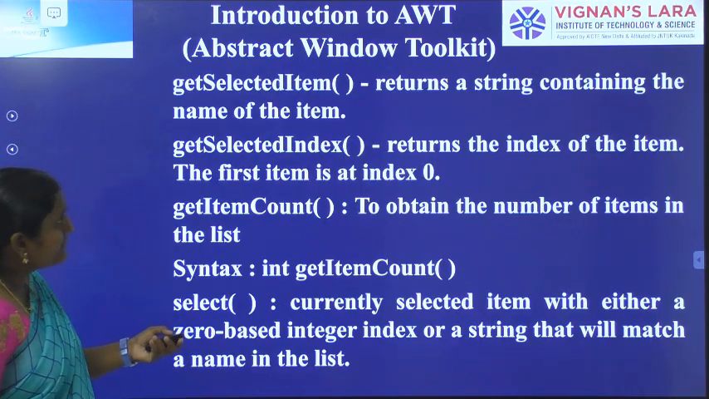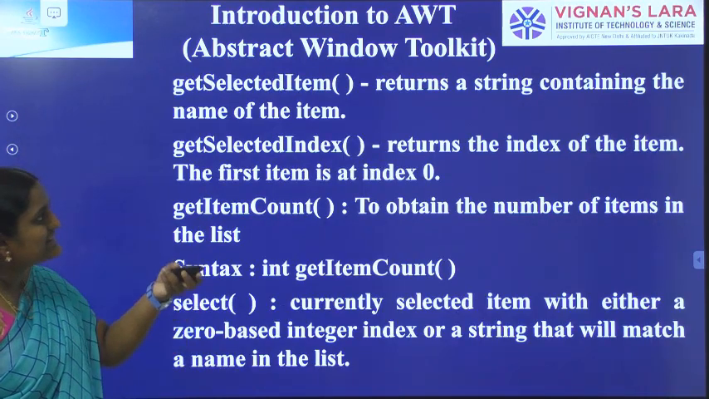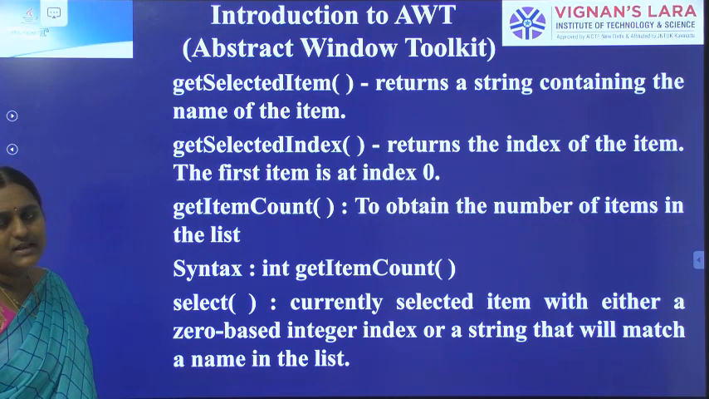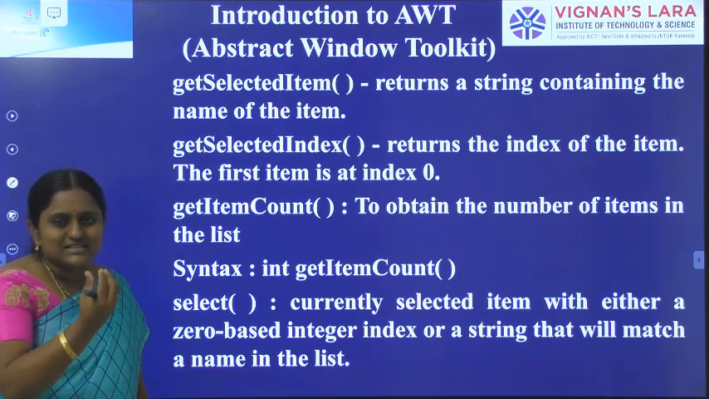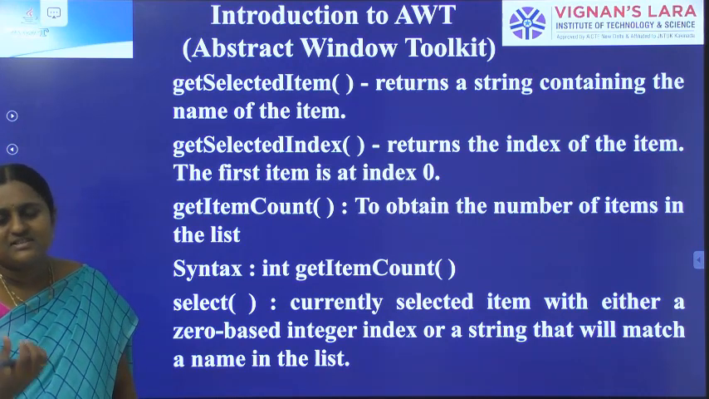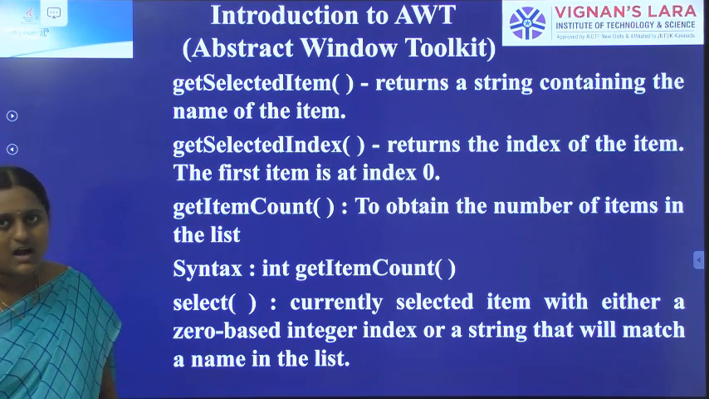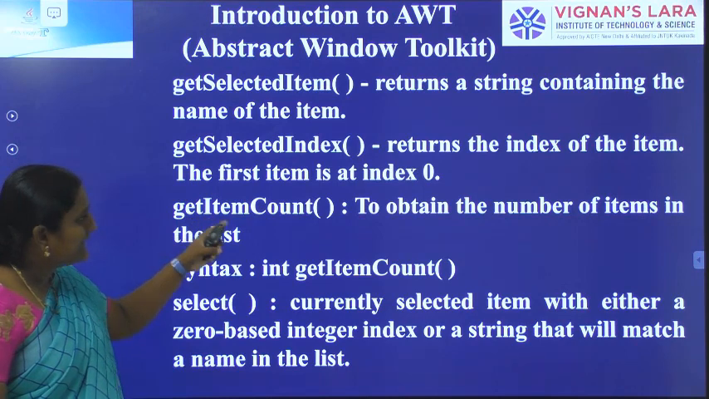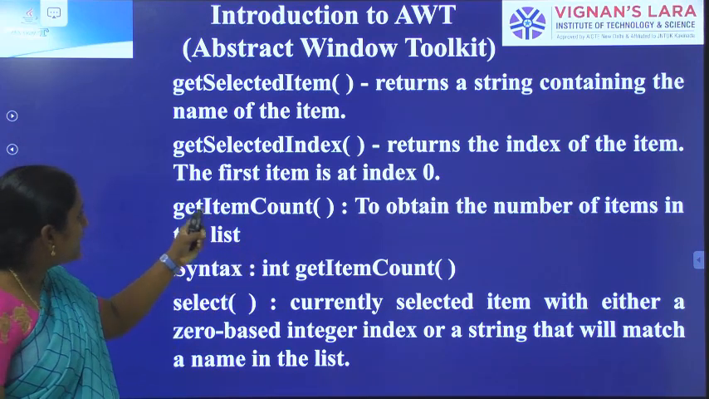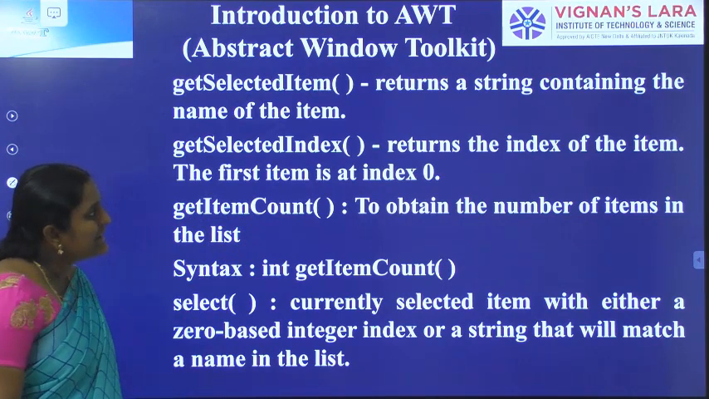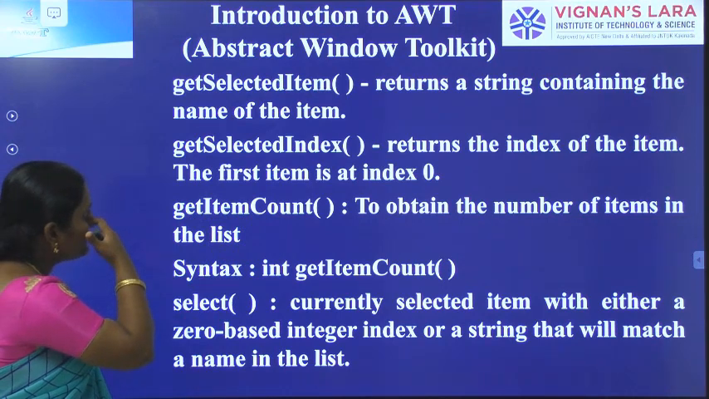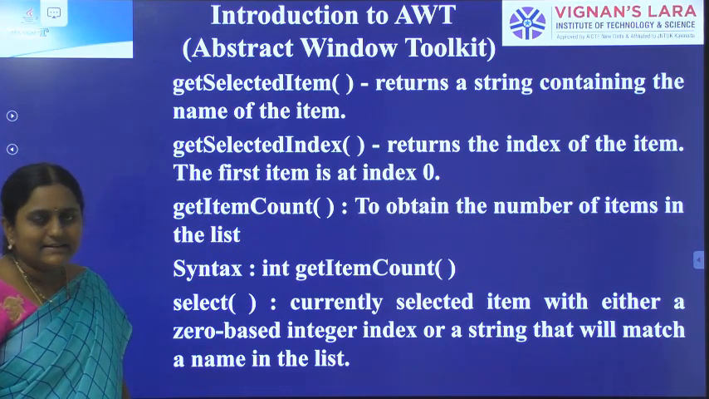Next one. getSelectedItem returns a string containing the name of the item, that is, the name of the item presently selected in the choice. Next one, getSelectedIndex. It returns the index of the item. The first item is at index 0.